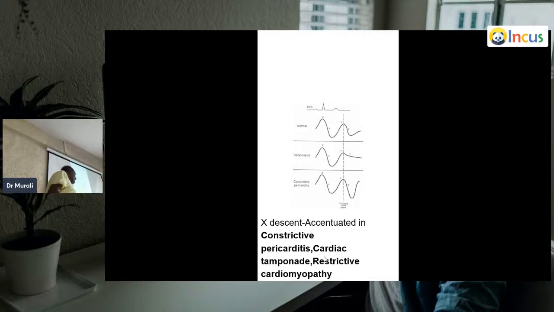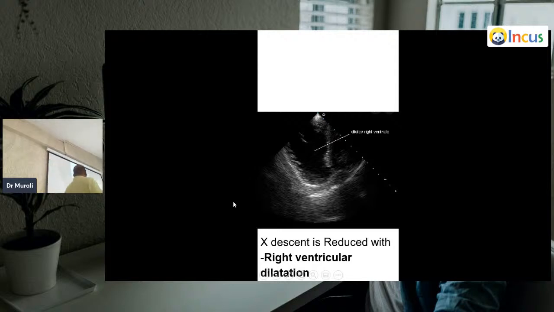In constrictive pericarditis, cardiac tamponade, restrictive cardiomyopathy, in all these conditions, when the atria started relaxing and its pressure was falling down, the pressure point from where it is falling is very high. That's the reason the X descent is accentuated in these three conditions. Okay? You'll remember for tomorrow's exam.